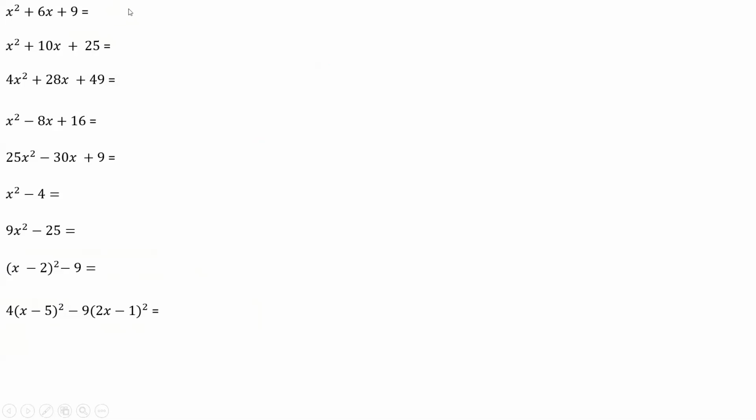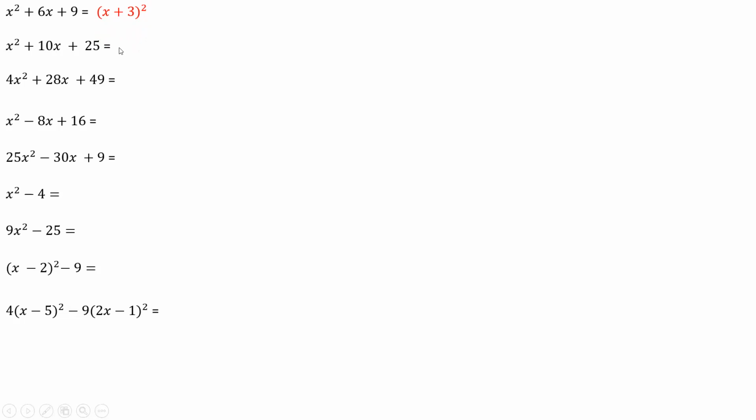So I write parentheses, all of it squared, and inside I have a plus. What's the root of a squared, which is x squared? It's x. The root of b squared, which is 9, is 3. X squared plus 10x plus 25.